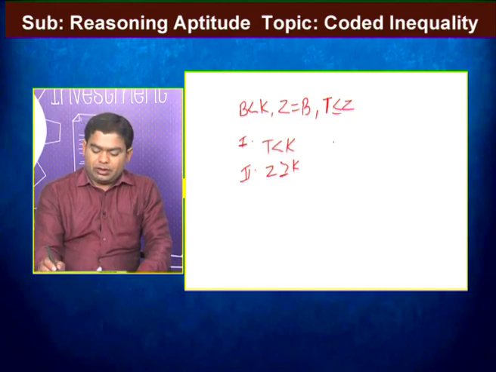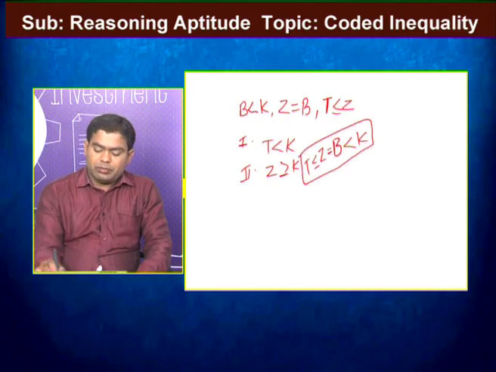That one is the given statement: b less than k. Again, b is related with z, and z is related with t. That means here the arrows are towards the t side, that means t less than or equal to z. This is the combined statement.